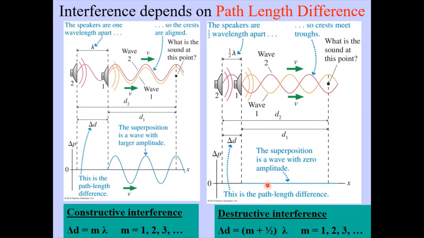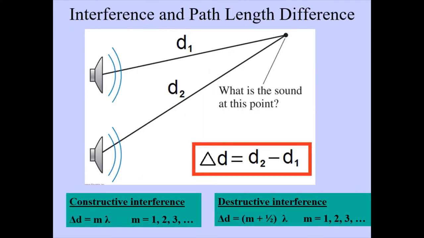On the other hand, in this case, the two speakers are a half wavelength apart, which forces them to be completely out of phase. So in this case, the path length difference is one half, or it could be 1.5, or 2.5, or 3.5, etc. wavelengths. So here again, m is just an integer that counts, 1, 2, 3, 4, etc. And our equation here is an integer plus 1/2 number of wavelengths, lambda.